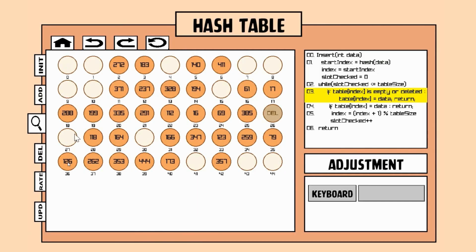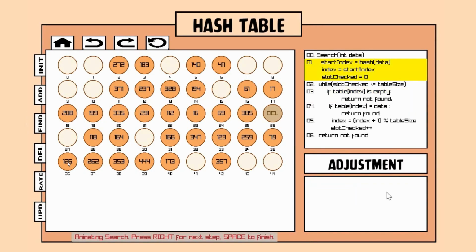In the search operation, there is a step-by-step mode too. For example, I will search for 16. Press right to do it step by step. And we found 16.